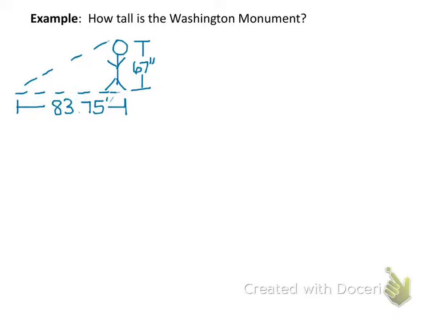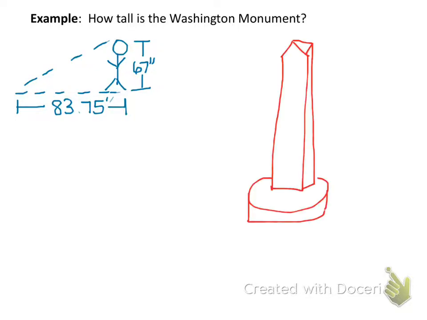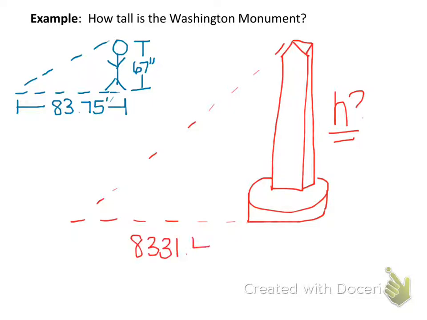Now, for the Washington Monument, we don't know how tall it is. That's what we're trying to figure out. But at that same angle, at the same time of day, the sun hits it, creating a shadow that is 8,331.41 inches long. So, because it's the same day, and we're talking about the same sun position, we now have two similar triangles.